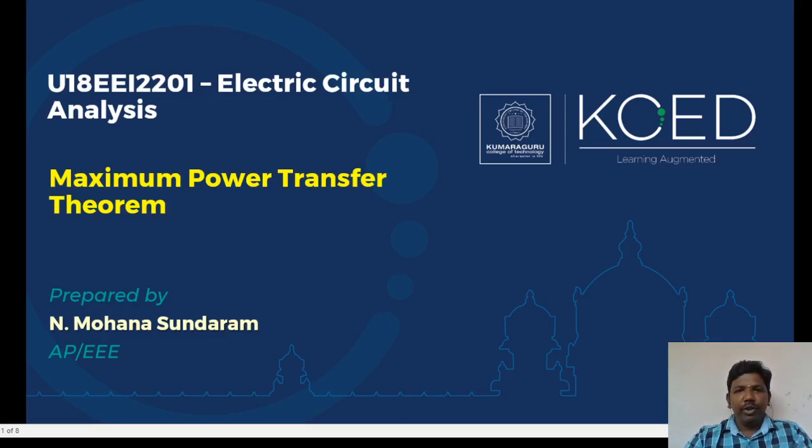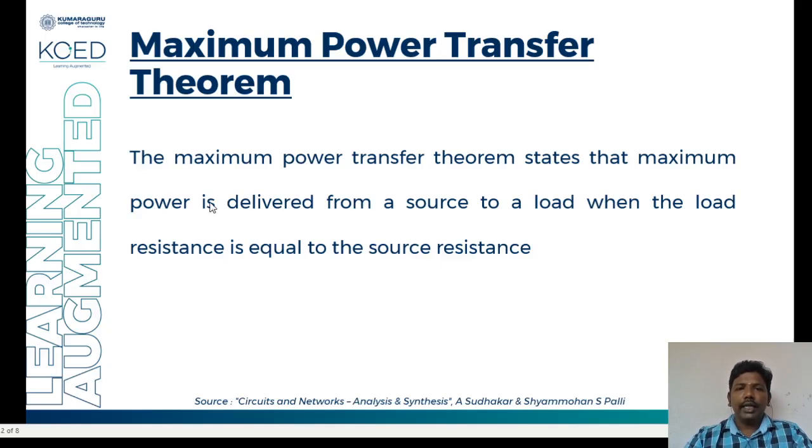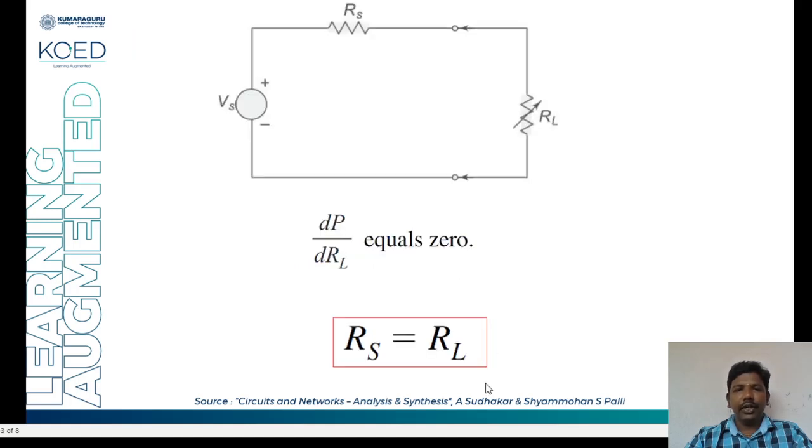Hello, welcome to the video lecture on maximum power transfer theorem. Now, the name itself clearly tells you the purpose of this theorem. This theorem tells you the condition in which maximum power can be transferred from the source to the load. And the condition is that the maximum power is delivered from a source to the load when the load resistance is equal to the source resistance, which you can see here.